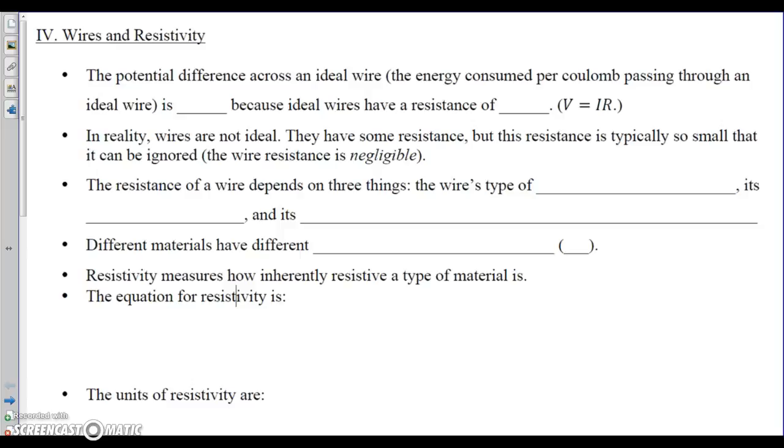Welcome to this video. We're going to learn about something called resistivity. Resistivity, as a general overview, is the inherent resistance of a particular material.